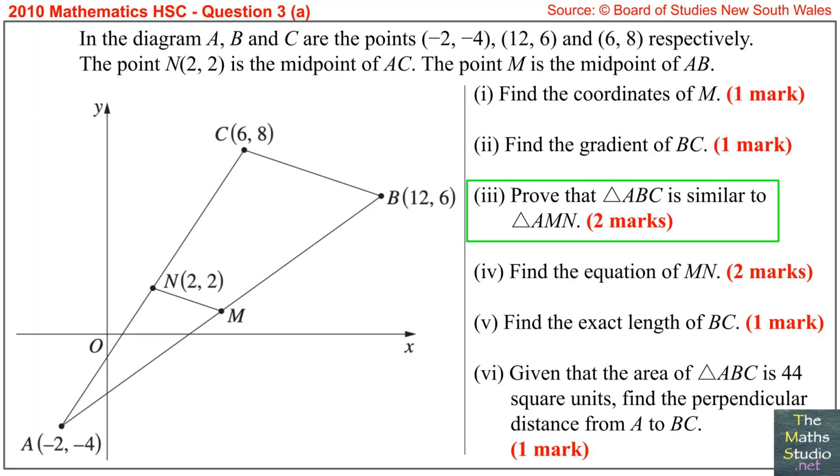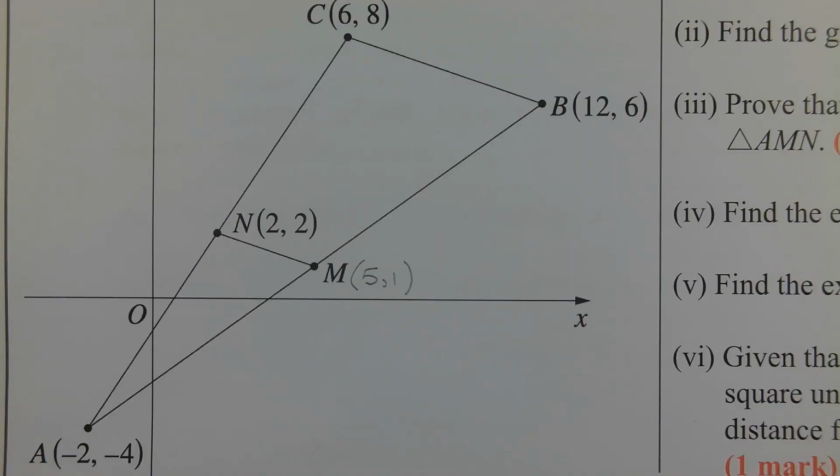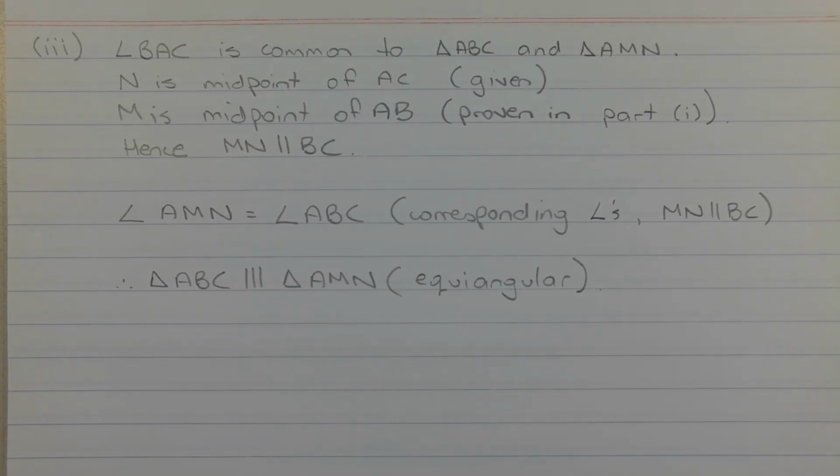Part 3. Prove that triangle ABC is similar to triangle AMN. The overall strategy is to show that MN is parallel to BC, given that this angle here is common to both triangles AMN and ABC. And if we can show that MN is parallel to BC, then we have a pair of corresponding angles. Then we can show that the two triangles are similar using the equiangular test. So here is the proof.